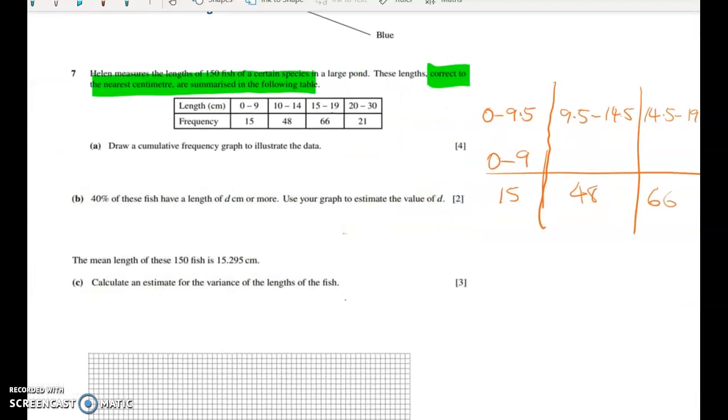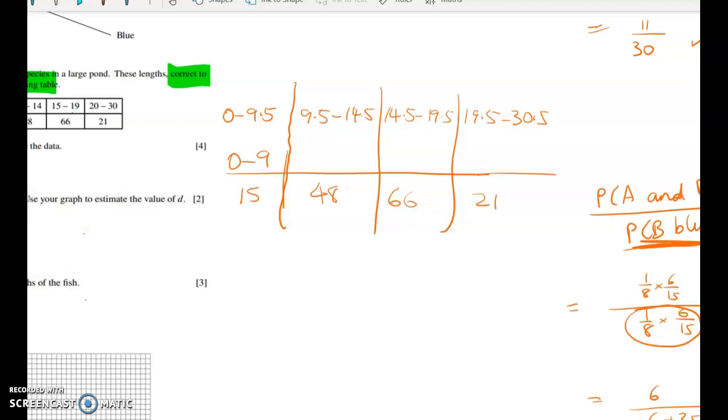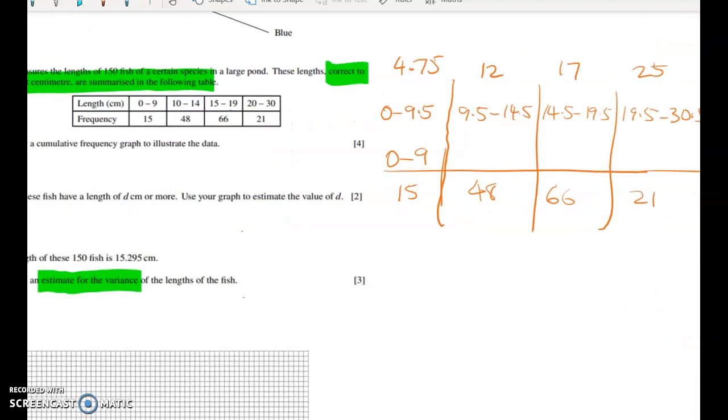While I'm here, and because I know that I'm going to be doing it when I'm estimating the variance, I'm going to get the midpoint of each of those 4 classes. Right, so you can grab your calculator to do this, but that first one is going to have a midpoint of 4.75. The next one, I got a midpoint of 12, I think. Just let me check. Yep, midpoint of 12. The next one's got a midpoint of 17. And the last one's got a midpoint of 25. Okay, so I've checked, and those midpoints are the ones that I want to be using, right? But we're going to do that at the end.